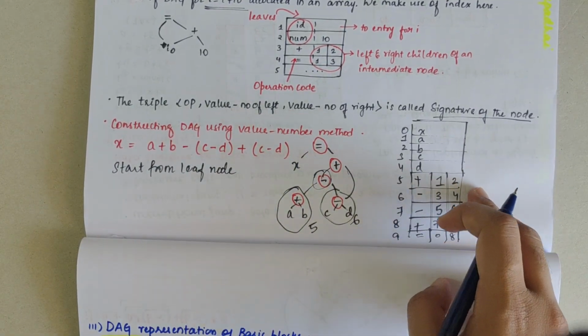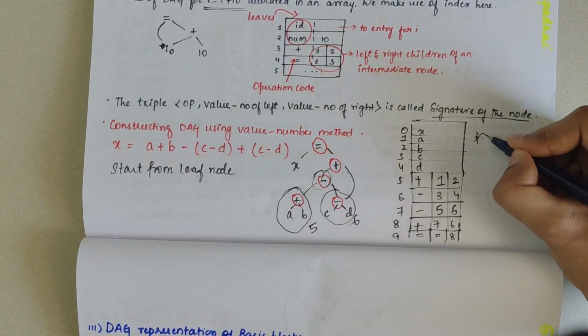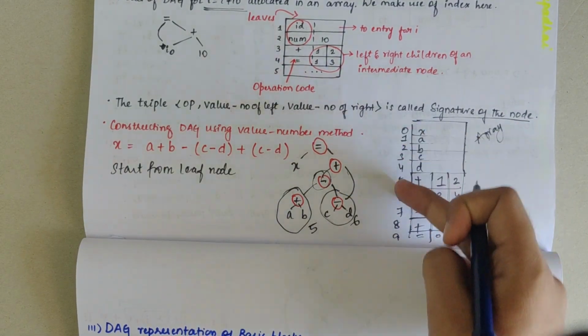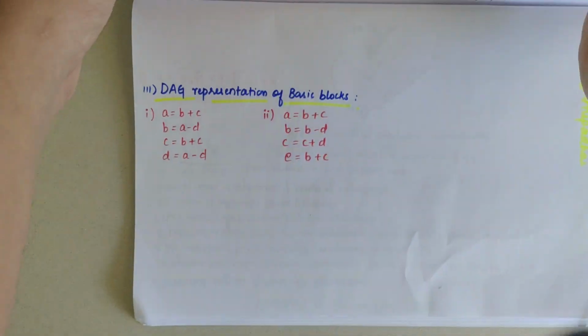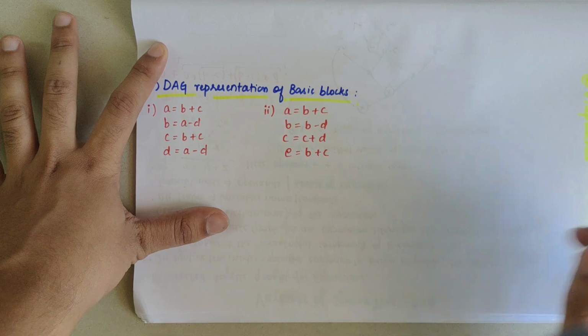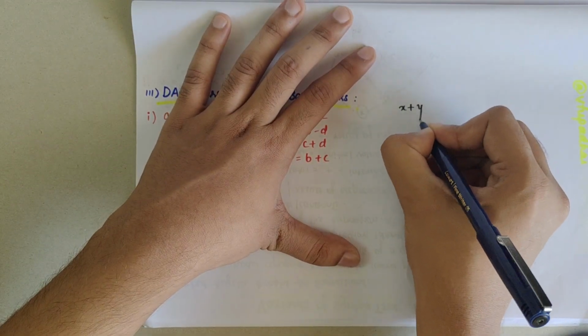So this is the value number method for constructing DAG. This part, this is the array. So in this I use the index to refer to the values. So next we have DAG representation of basic blocks. So let's understand with a basic example.